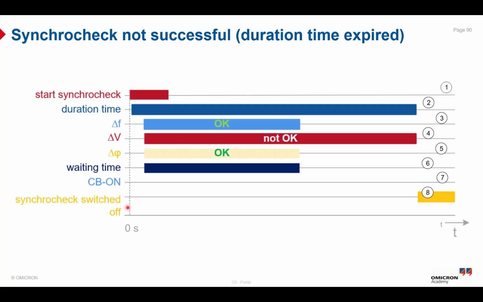Number six is the waiting time, so the synchronizing condition is not okay during this waiting time, so the circuit breaker on command signal is not safe, and Synchrocheck will not release. Okay, number seven represents the circuit breaker on, which is not initiated due to the unsuccessful scenario during the waiting time. And after this waiting time, after the duration time, the synchronizing device will stop. Okay, so you can test all of these test cases, all of these scenarios as we explained.